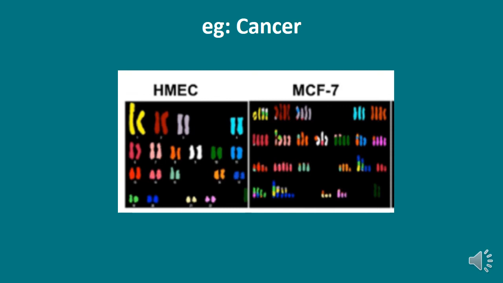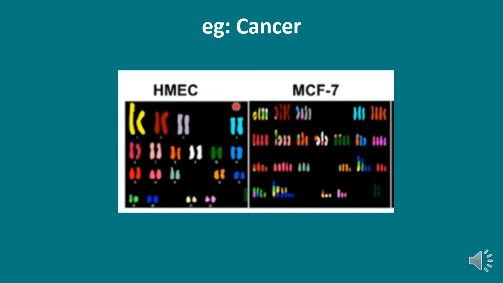Another example for chromosomal disorders is cancer. In many cancer types, we can observe both numerical abnormalities and structural abnormalities in the chromosomes. Do you know what is shown here? This is a karyotype from a normal human mammary epithelial cell. This is a karyotype from a cell line established from a breast cancer.